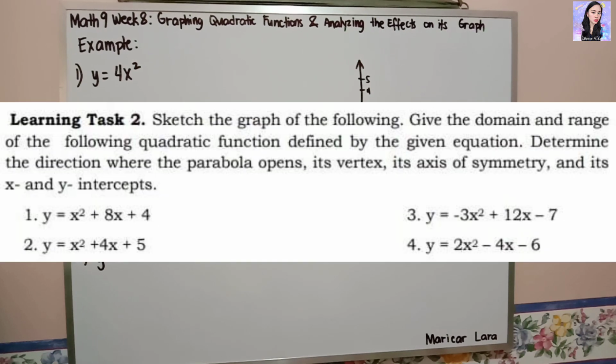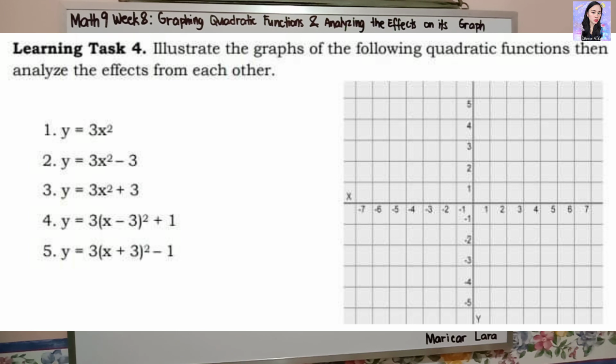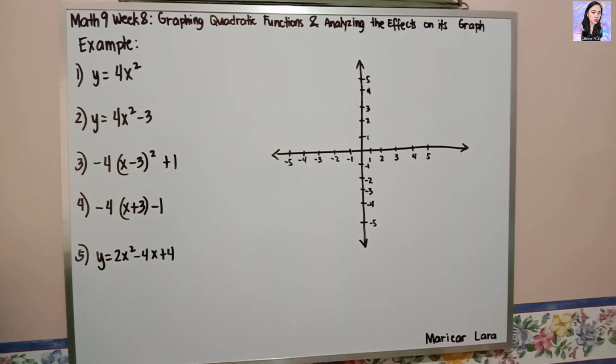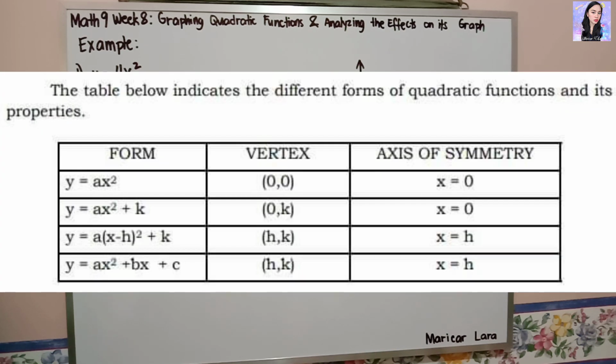Let's move on to learning task number 2 and number 4. So, this time, tayo naman ang gagawa ng graph. So, para magawa yung graph, kailangan sundin natin itong different forms of quadratic functions and its properties. So, meron tayong 4 na form ng quadratic function.